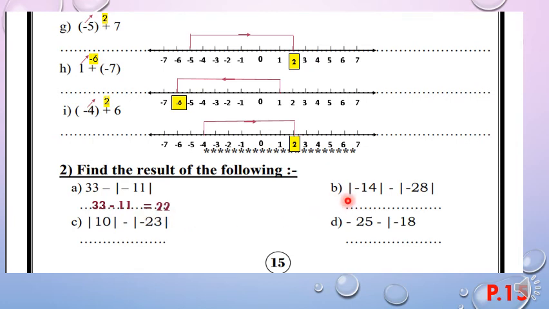Letter B. Absolute value of negative 14 minus absolute value of negative 28, which means 14 minus 28, which is equal to negative 14. Letter C. Absolute value of 10 minus absolute value of negative 23, which means 10 minus 23 equals negative 13. Letter D. Negative 25 minus absolute value of negative 18, which means negative 25 minus 18. The result is negative 43.